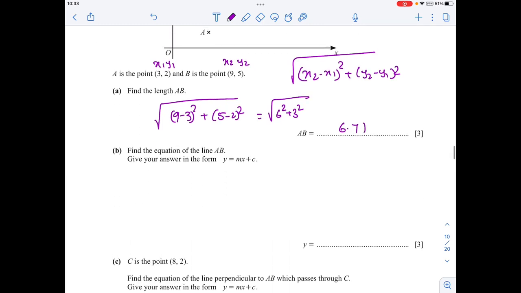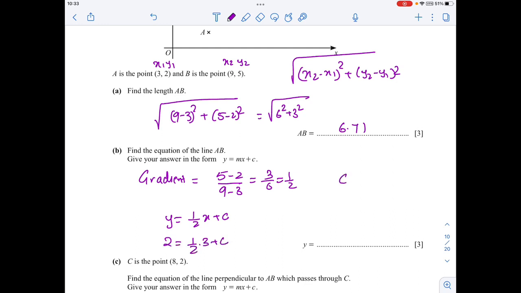The equation of the line AB. For that, first of all, I have to find the gradient. Gradient is y2 minus y1 upon x2 minus x1. 5 minus 2 upon 9 minus 3, which is 3 by 6, which is 1 upon 2. So y equals 1 upon 2 x plus c. Substitute the first point 3, 2. 2 equals 1 upon 2 times 3 plus c. c equals 2 minus 3 upon 2. c equals 1 upon 2. So the equation is y equals 0.5x plus 0.5.